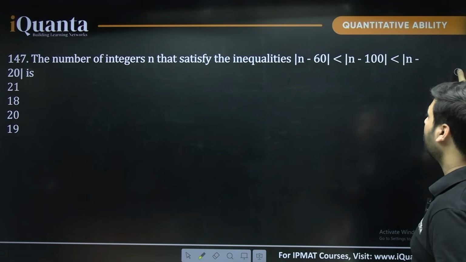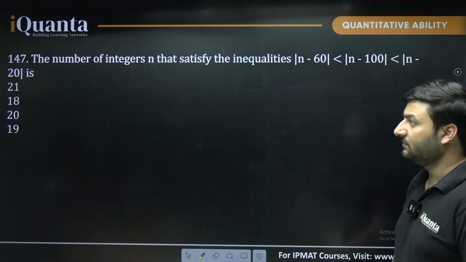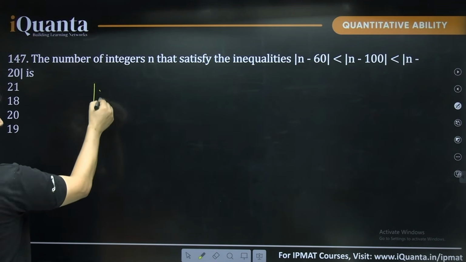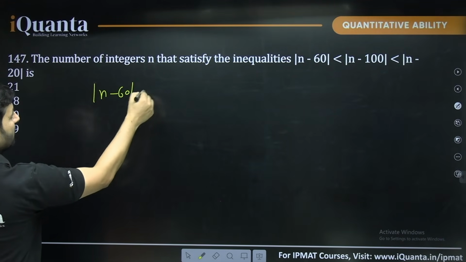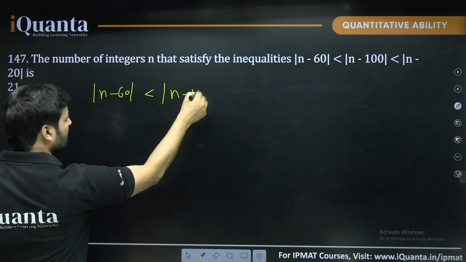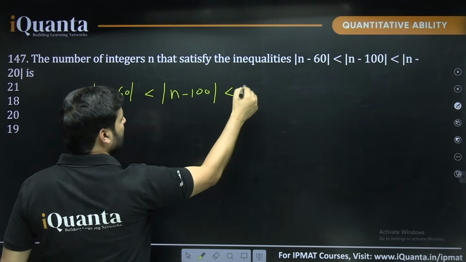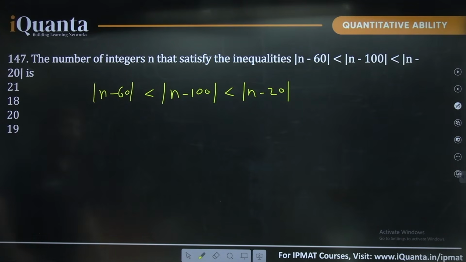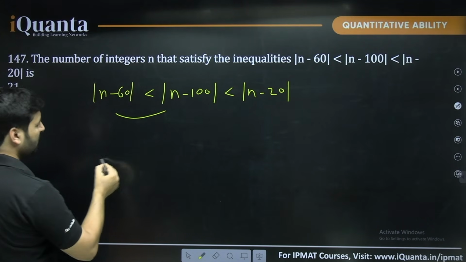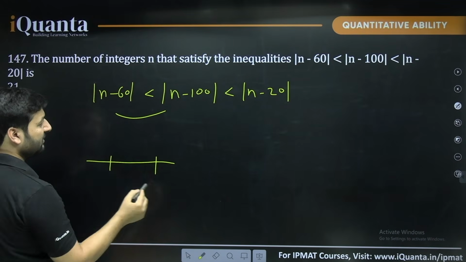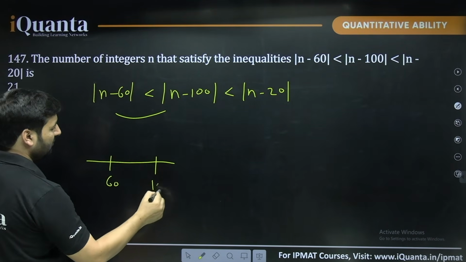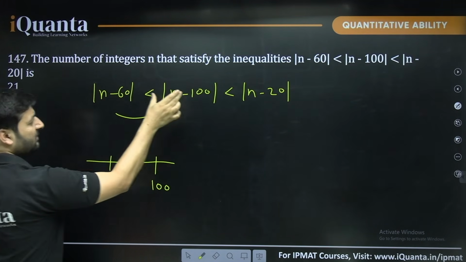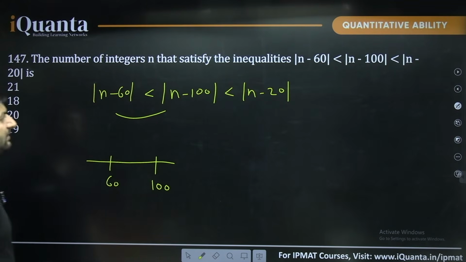We have the replica of this question here, okay. The number of integers n that satisfy the inequality |n - 60| < |n - 100| and |n - 100| < |n - 20| is, okay. So, we'll compare these two first. My critical points are 60 and 100, okay, 60 and 100. My n should be such that, this is distance of n from 60, distance of n from 100, distance of n from 20.